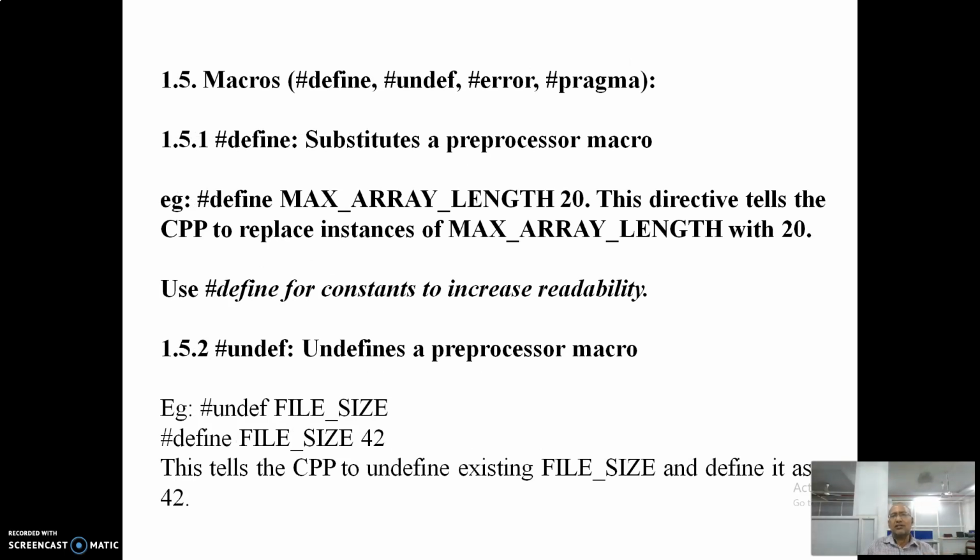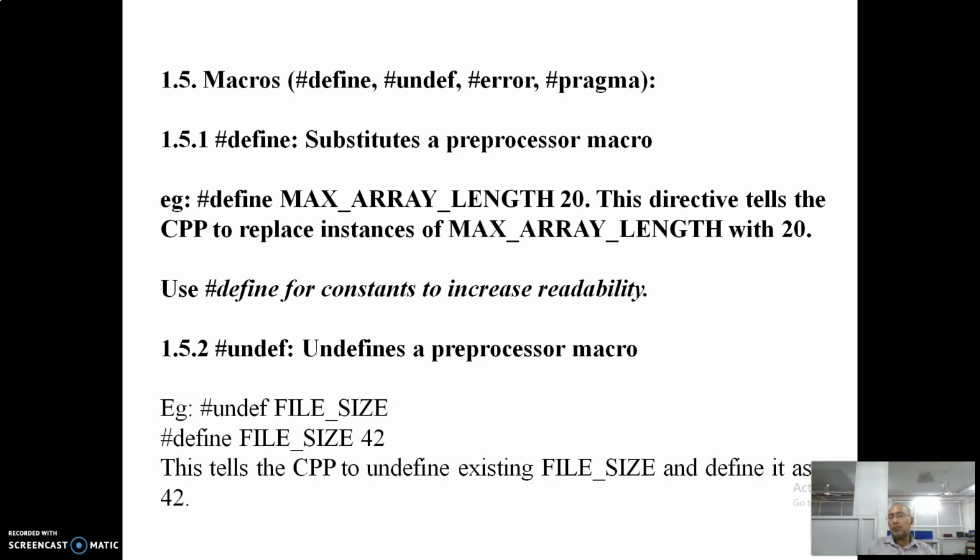I already discussed those: #define, #ifdef, and also #error and also #pragma. #define substitutes the preprocessor macro. For example, #define MAX_ARRAY_LENGTH 20. This directive tells the CPP to replace each instance of MAX_ARRAY_LENGTH with 20. Understood? Now, next one is #undef.